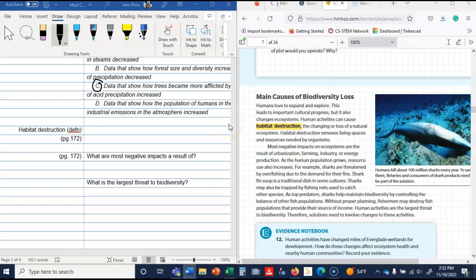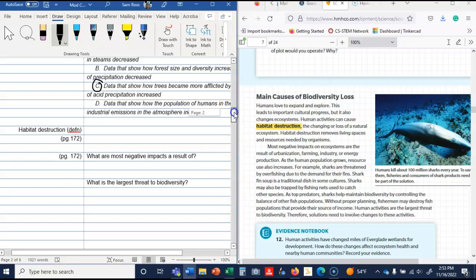What are most negative impacts a result of? Most negative impacts on ecosystems are the result of urbanization, farming, industry, or energy production. What is the largest threat to biodiversity? Human activities are the largest threat to biodiversity.